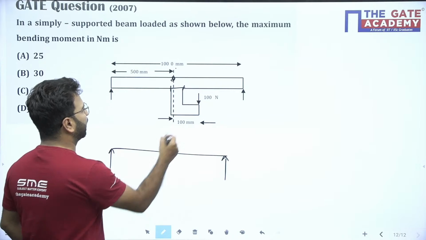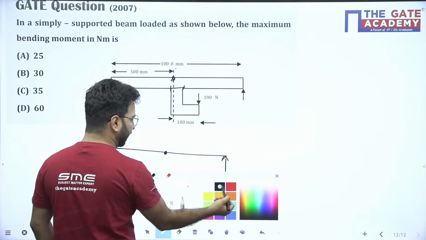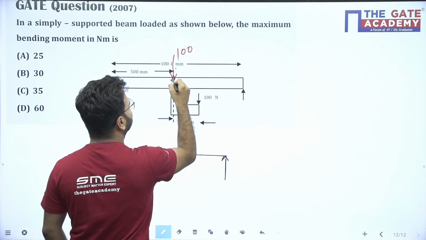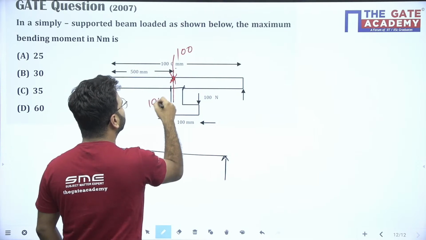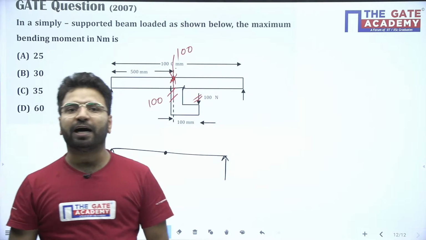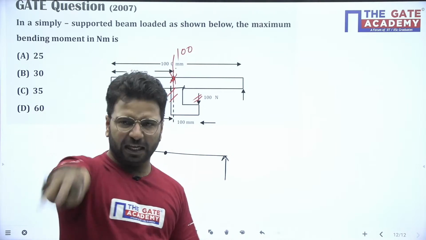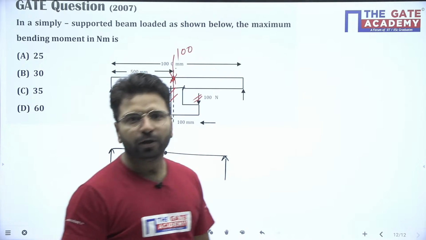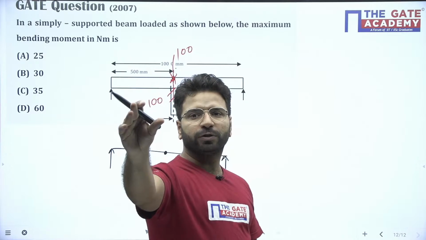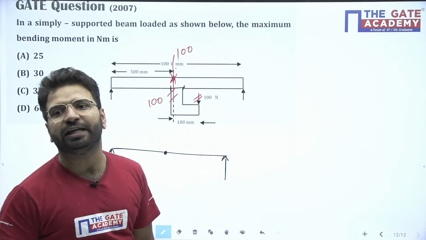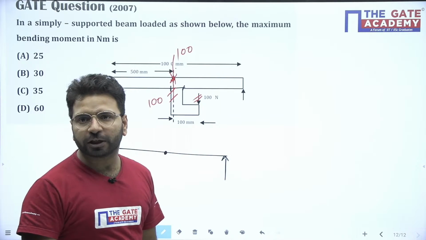What will we do? Apply 100 downward, apply 100 upward. So you can see these two forces are what? These are two equal, opposite, parallel forces. I hope all of you know, when two forces are equal, opposite and parallel, those forces form a couple.